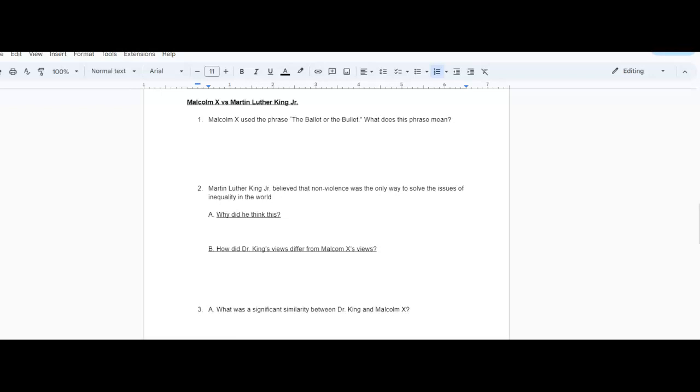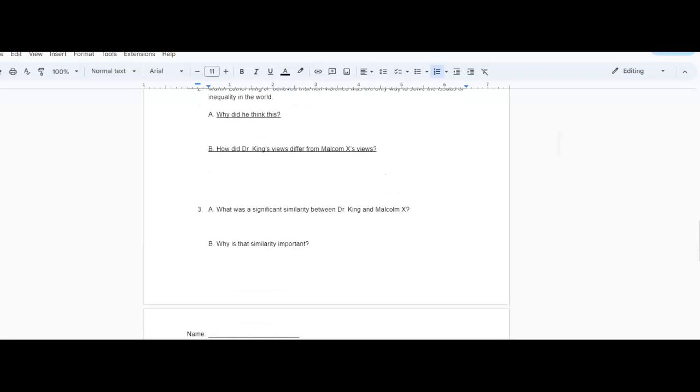Question 2, Martin Luther King Jr. believed that nonviolence was the only way to solve the issues of inequality in the world. Why did he think this? And how did Dr. King's views differ from Malcolm X's views?